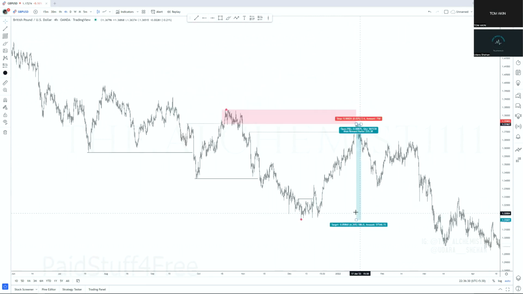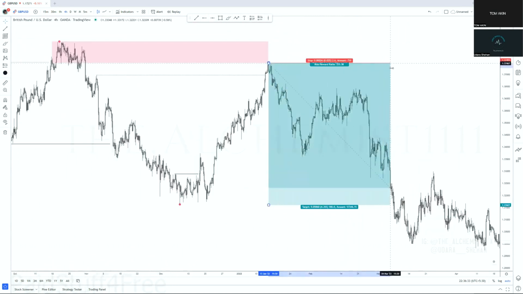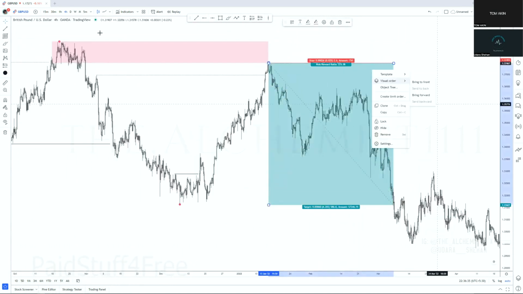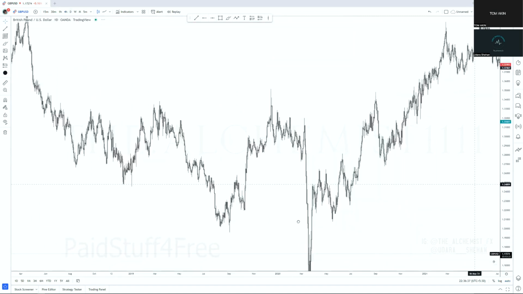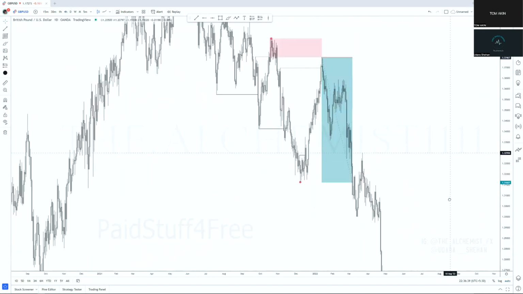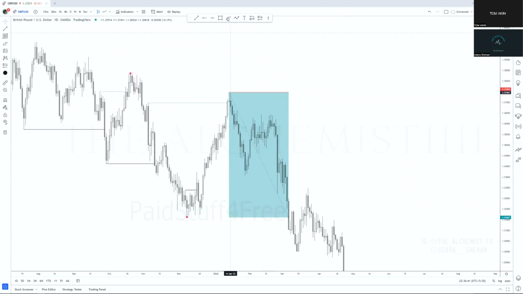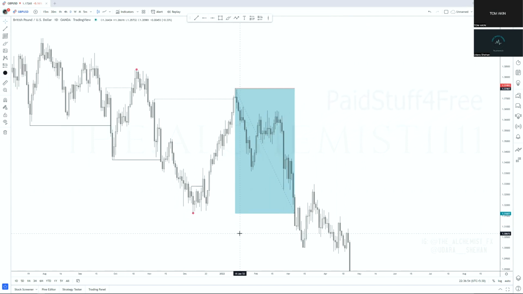Look at the drop into the external range liquidity. Same exact setup, different time frames. Can I ask a question, Udara? Yeah, what is it? When you marked out your daily range and got the bullish break of structure, while you were waiting for the internal range liquidity to be taken out, would you be looking down to the 15 minutes for any reaction?